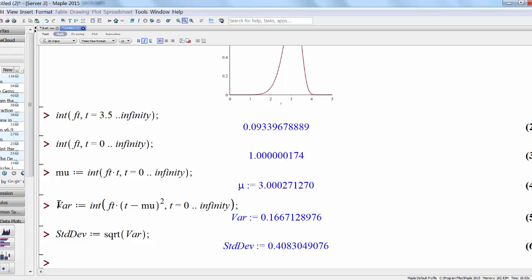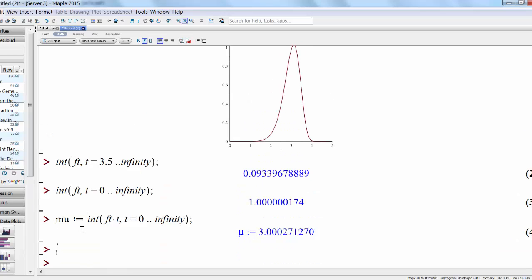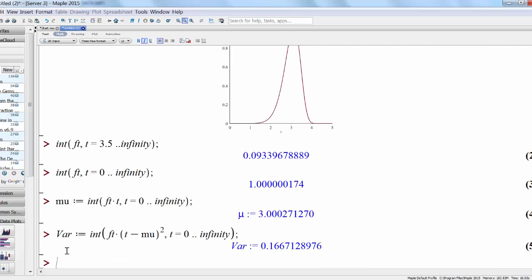Let me get rid of this, because I've made this video a couple times, so I already computed it. Anyway, we already have mu from the last video, that's the mean of the population. So if we want the variance, that's just going to be the integral of f of t times (t minus mu) squared, integrating from 0 to infinity, which was the random variable support. So that's the variance, and if I want the standard deviation, I just take the square root of the variance, and this will be my standard deviation for that example.